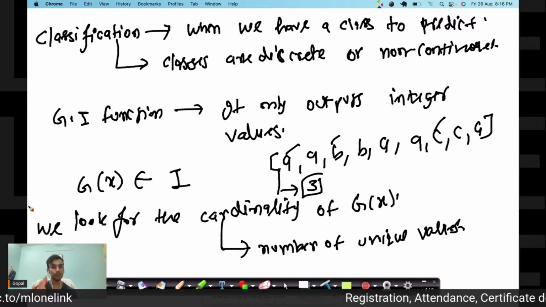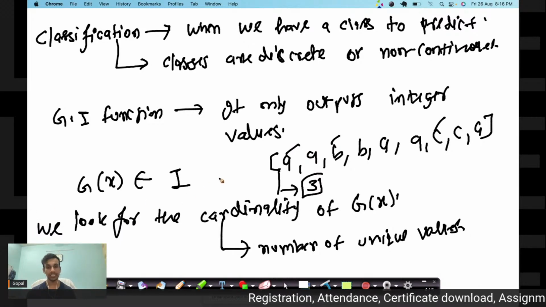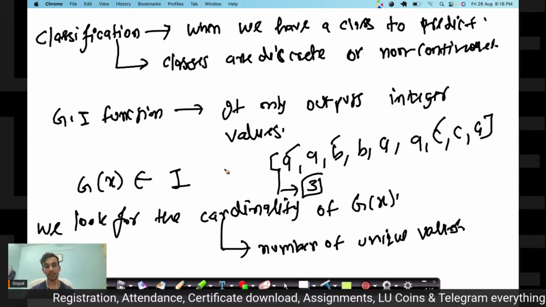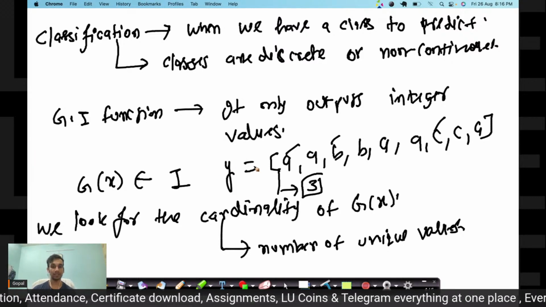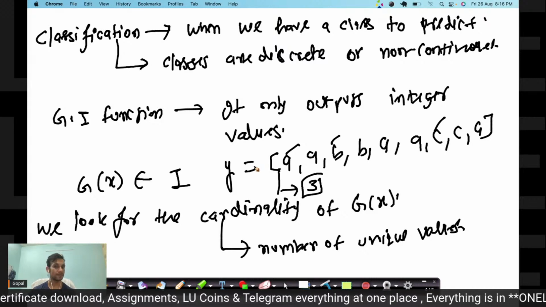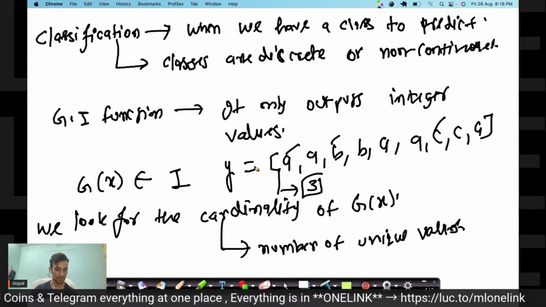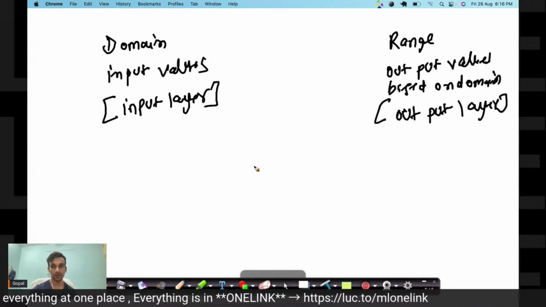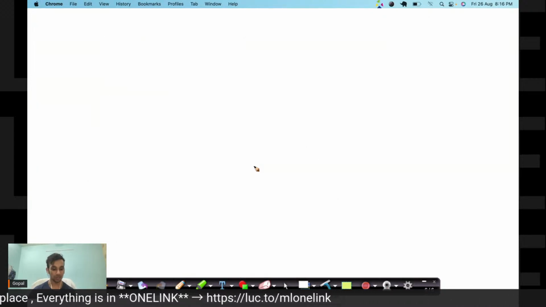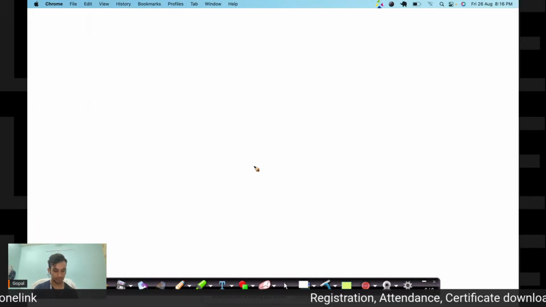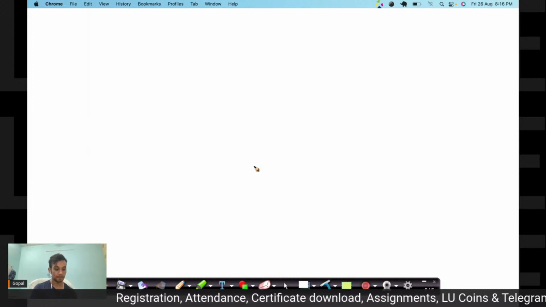Hence this problem statement can be further extended to a classification problem. How? If I have a task to predict whether a class is A, B, or C, this is basically your classification. Is this clear to every one of you? Just let me know, yes or no? Is this clear?